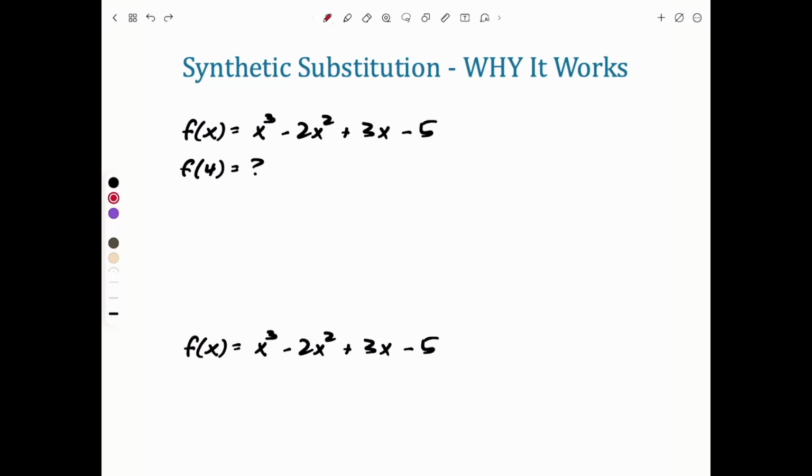Synthetic substitution is a painless way to evaluate polynomials for particular values of x. Let's investigate why it works. Suppose we wanted to evaluate this polynomial at x equals 4.